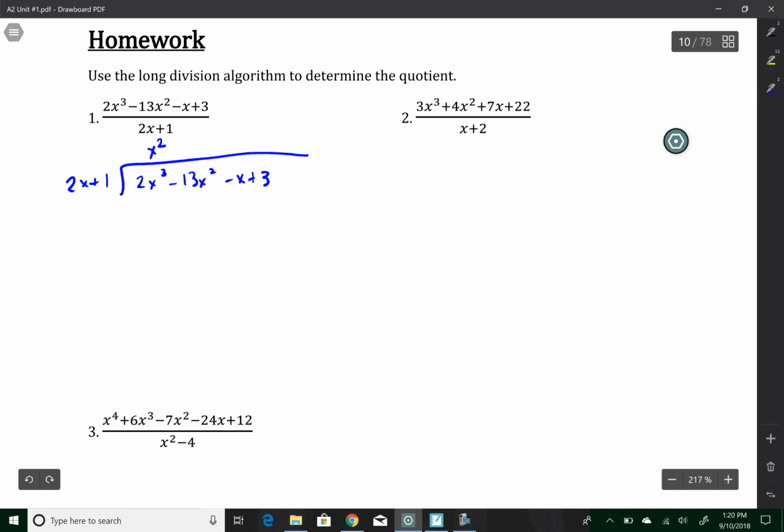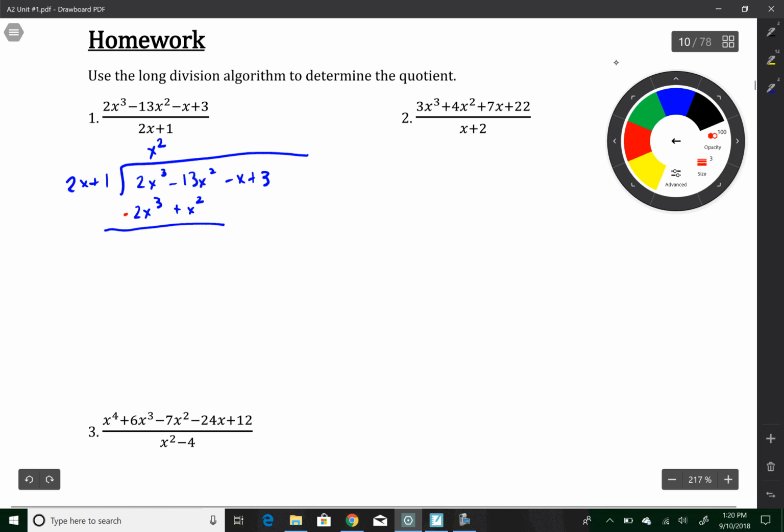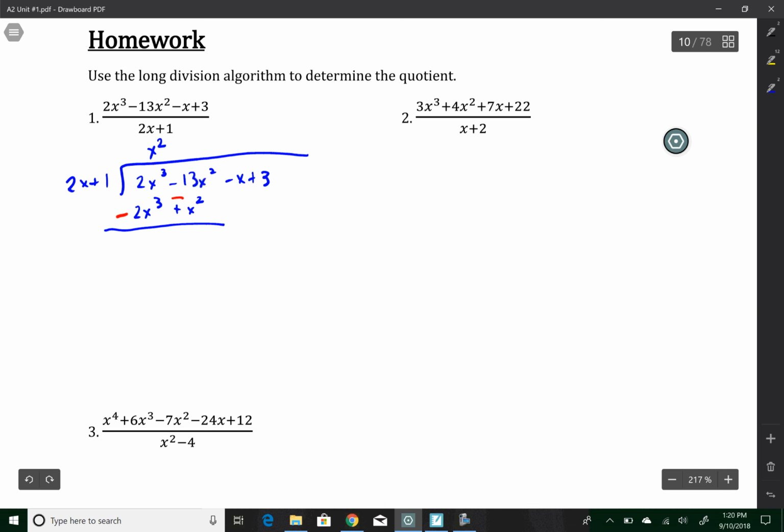Multiply that x squared by both the 2x and the 1. That gives us 2x cubed plus x squared. Remember here, you're subtracting. So I like to use a different color here. So I'm subtracting and subtracting. The signs change when you do subtraction. So these first terms cancel, which should happen. If not, we chose the wrong thing. And we have negative 13x squared minus 1x squared. So that's minus 14x squared. The next term comes down.